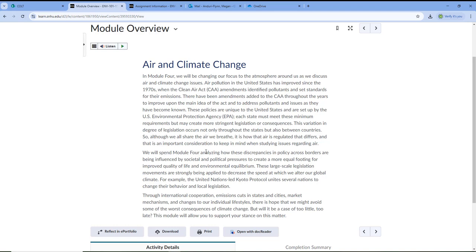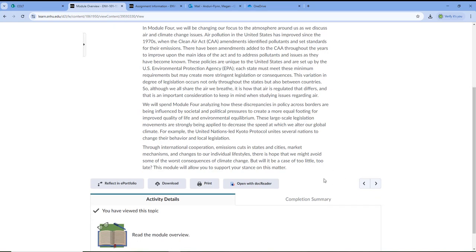especially as we're seeing some of these emission standards becoming more relaxed under the current administration. So we're going to take a closer look at it. We're going to look at the Clean Air Act. We're going to look at the EPA and things like that. Okay, so let's get into the work.